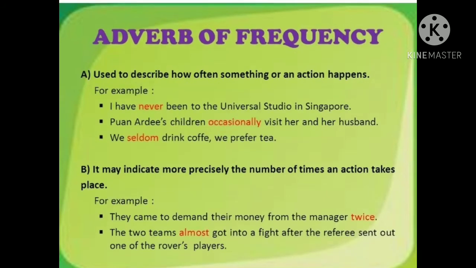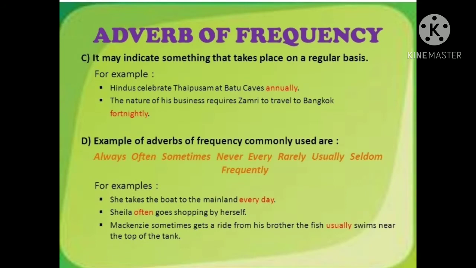Moving to the next kind, adverb of frequency. It is used to describe how often something or an action happens. For example, never, occasionally and seldom. Secondly, it may indicate more precisely the number of times an action takes place. Example, twice, almost, etc. Other thing in adverb of frequency is that it may indicate something that takes place on a regular basis. Example, annually, fortnightly. And examples of adverb of frequency commonly used are always, often, sometimes, never, every, rarely, usually, seldom, frequently, etc.